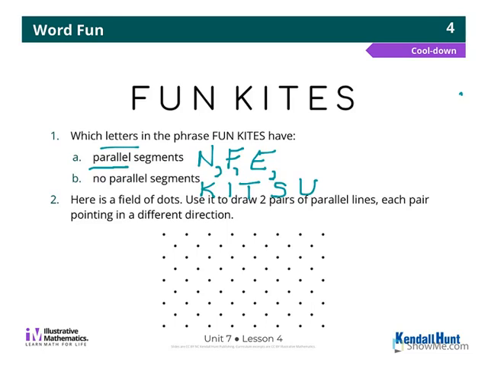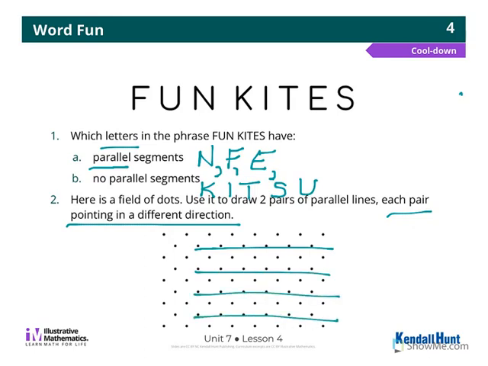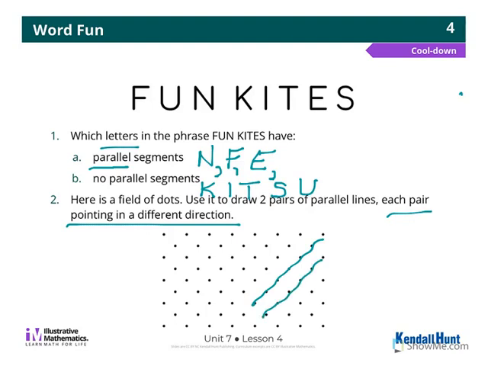Okay, here's a field of dots. So you had to draw two pairs of parallel lines, but each pair had to point in a different direction. And the reason for that is if you just drew like 4 lines, that's too easy, right? So if you have parallel lines, you might have this one and this one. My pen does not like to go diagonal, so pretend those are straight. Okay. They're a little shaky. Maybe if I use the other side. No, that's even worse.